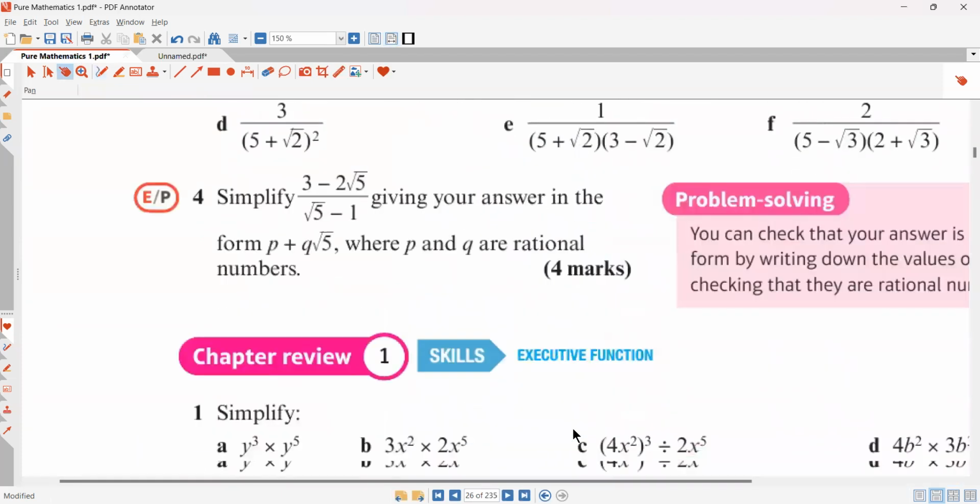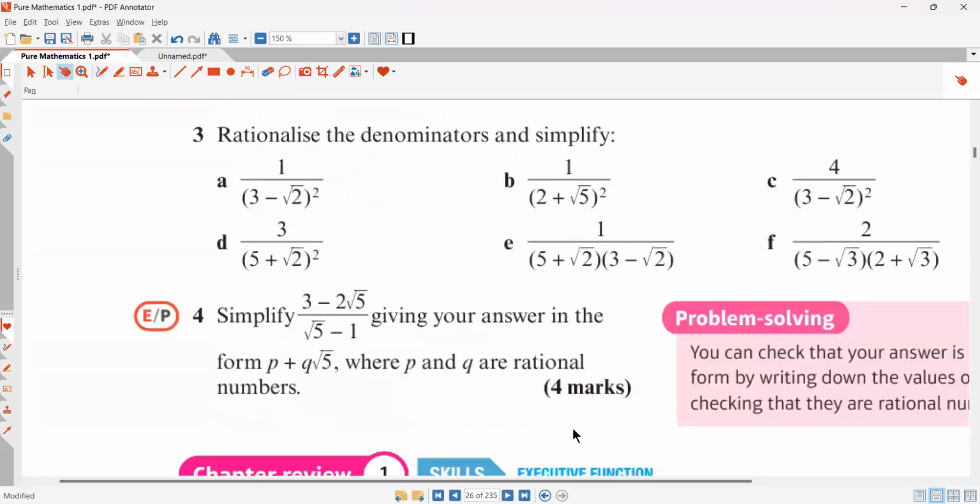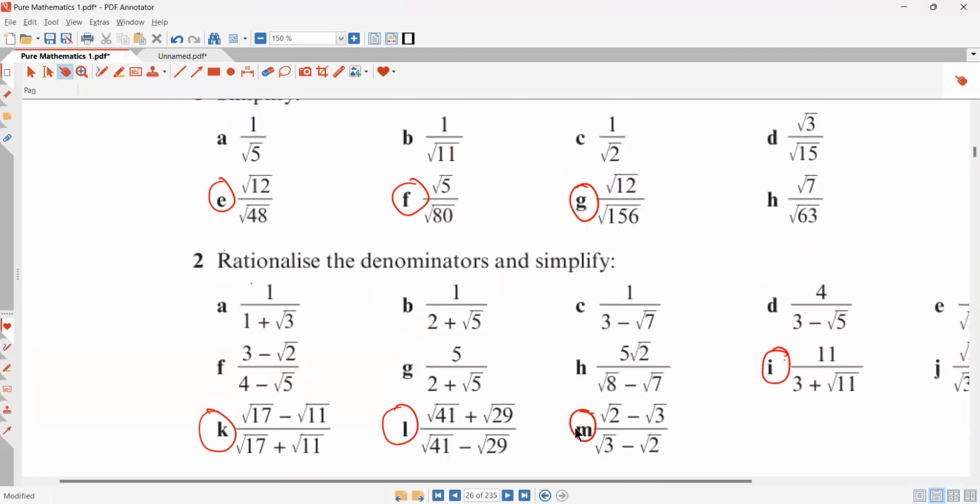I think this is the last, and after this we are done with this chapter. Woohoo! Yay! Chalo!